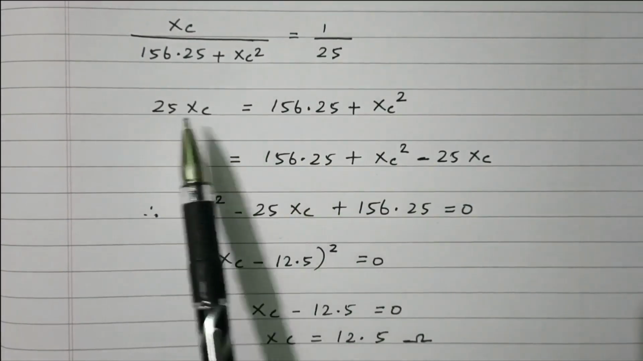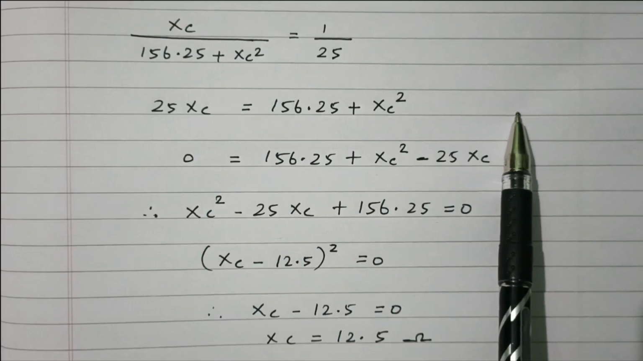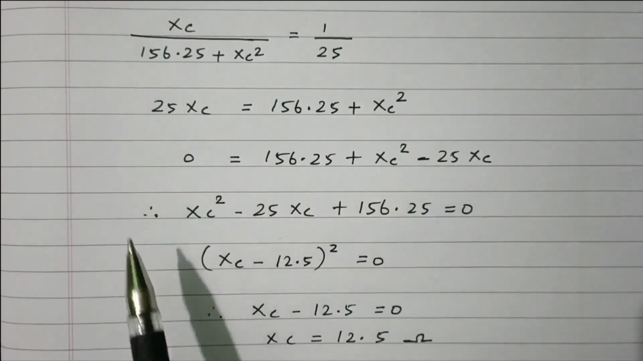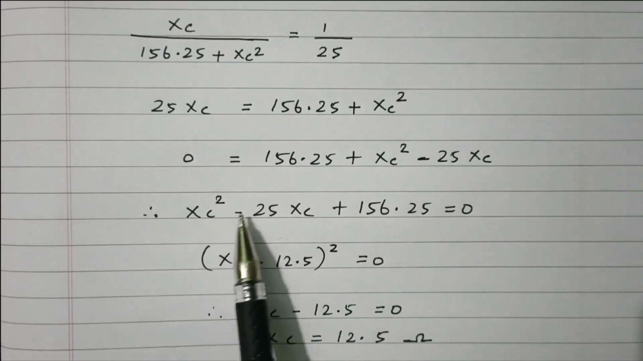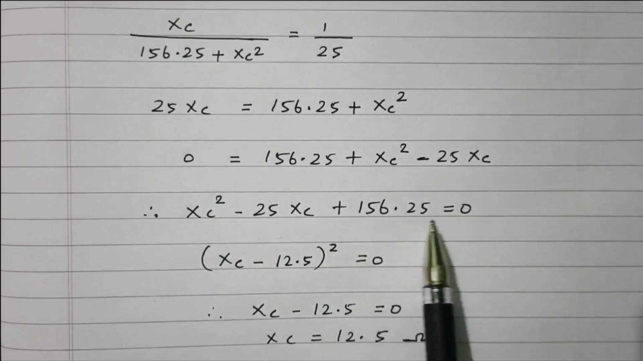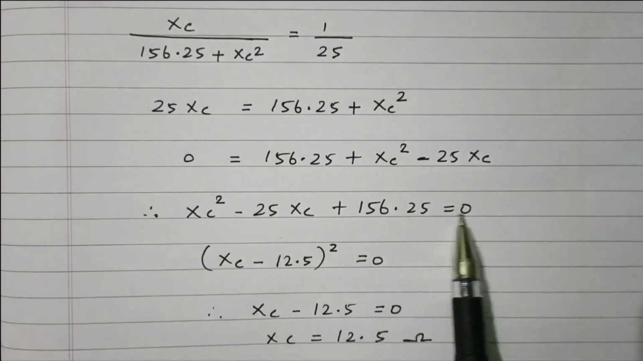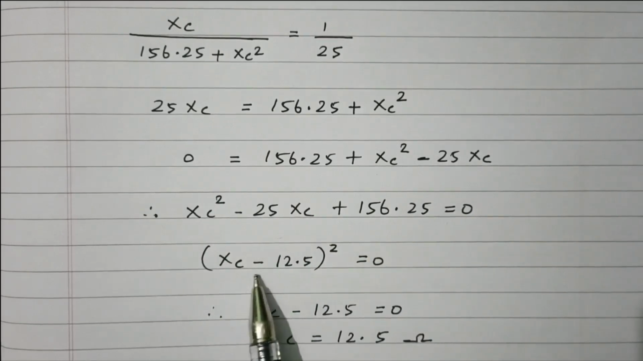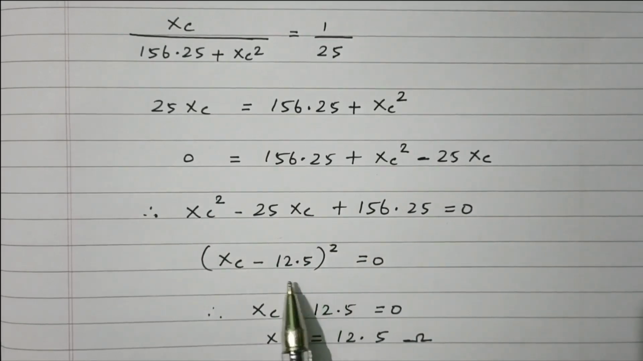Bring this 25 Xc that side so that it becomes minus 25 Xc, so that is equal to 0. So it can be written as Xc square minus 25 Xc plus 156.25 equal to 0. This is nothing but a quadratic equation. So this can be written as (Xc minus 12.5) the whole square.